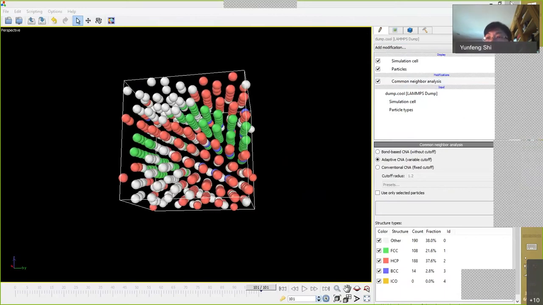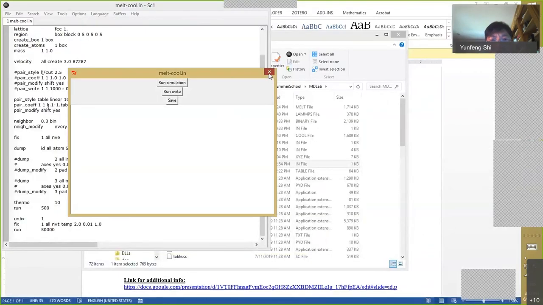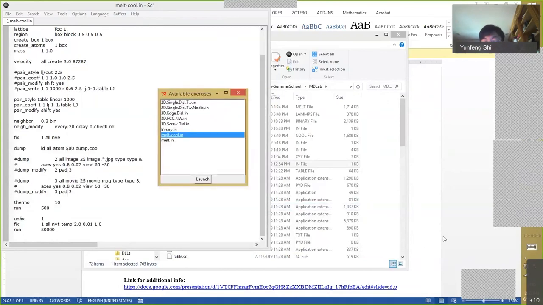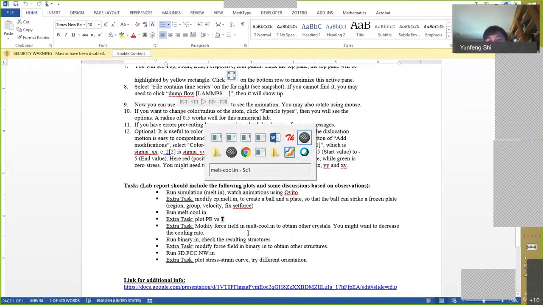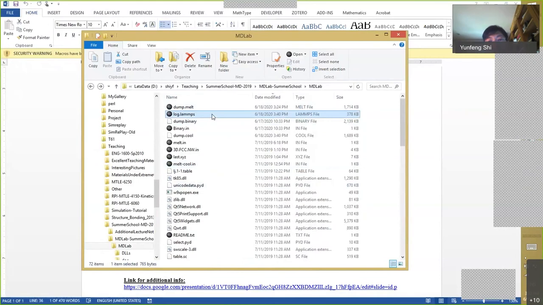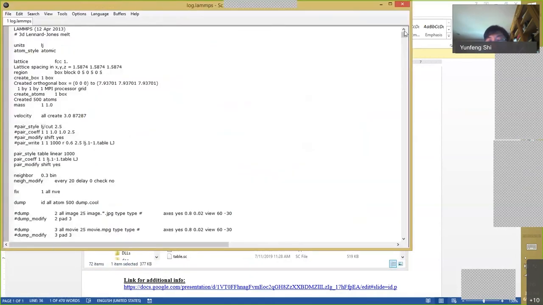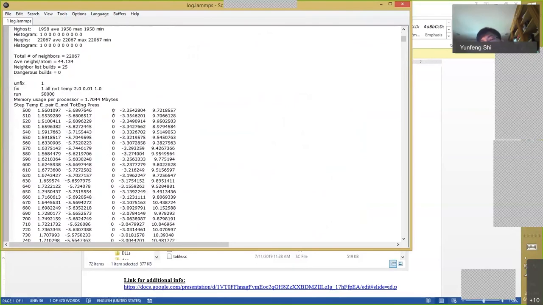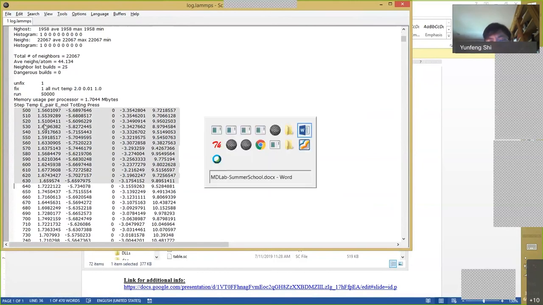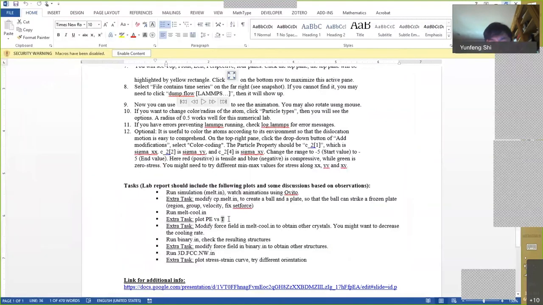All right, so I'm gonna move on to the next one. And so I'm gonna close this. The next one, let's see. The next one, so you can actually plot PE versus T, right? So here, this is the log, right? You can see here, you can plot potential energy as a function of temperature. It's all here. So here it's a two step. The first 500 time steps is for heating it up, right? So now you can copy this file over and in Excel plot it out, right? Plot temperature versus potential energy. And all right, now let's move to the next one.